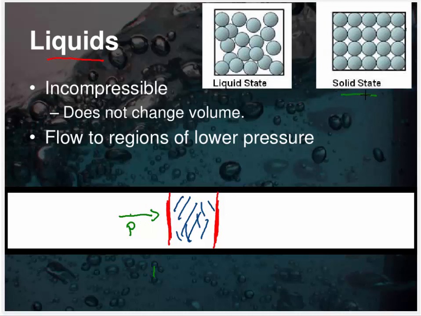A liquid is very different than a solid, in that a solid can't really flow. A solid's locked into this nice crystalline structure. A liquid is not. These molecules are loosely connected to one another, but they can definitely flow.